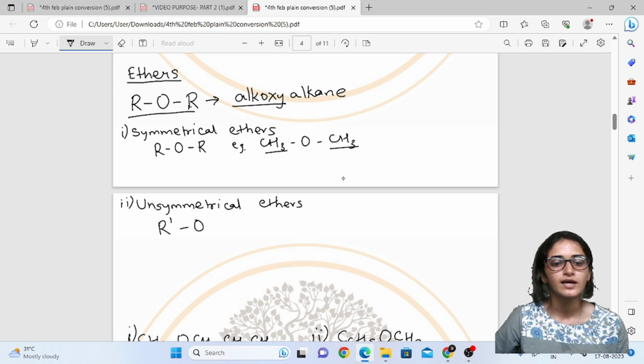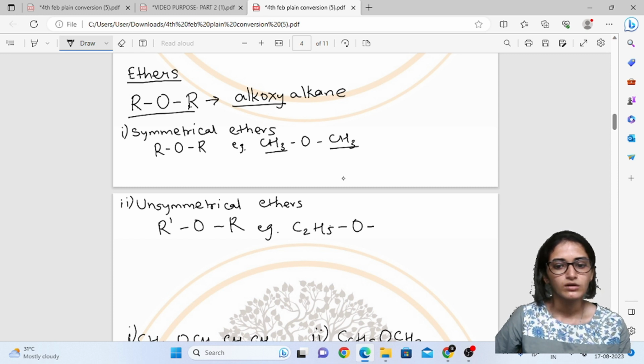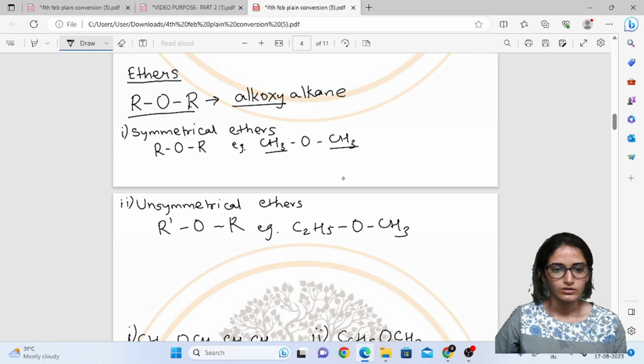So I will write this R group as R dash and this as R. If both the R groups are different, then it is called unsymmetrical ethers. An example here will be C2H5OCH3. So these are the examples of unsymmetrical ethers.